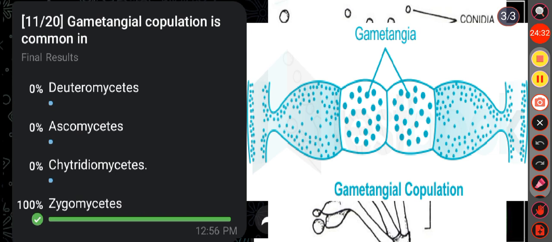This fusion involves the entire content of the two gametangia. This type of copulation is common in members of the Zygomycota, for example in Rhizopus and in Mucor. Okay, so the gametangial copulation is common in Zygomycetes fungi. Option D is the correct one.